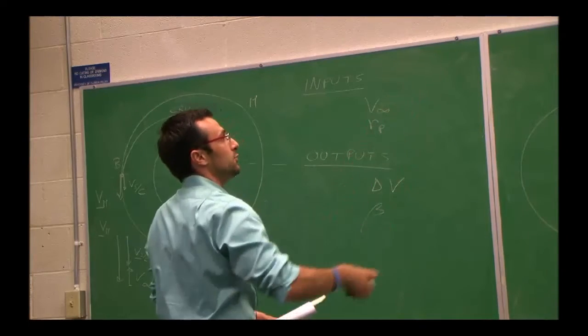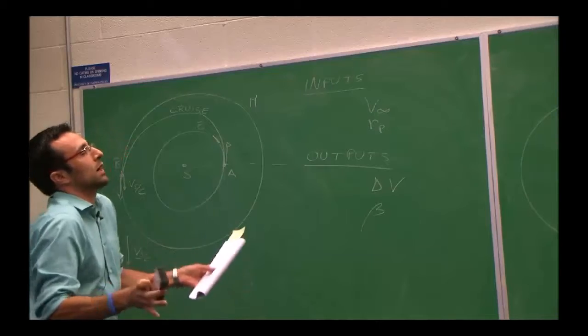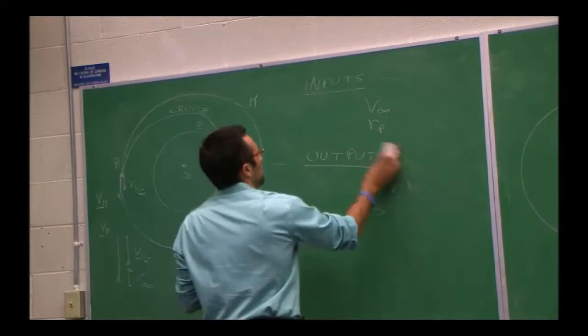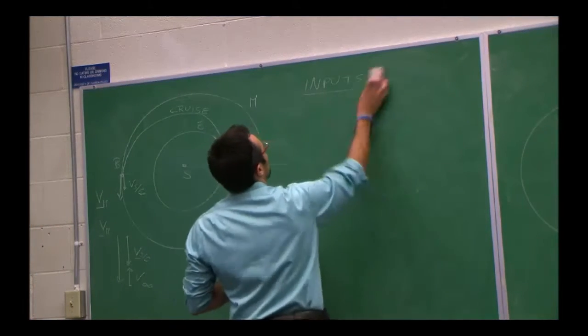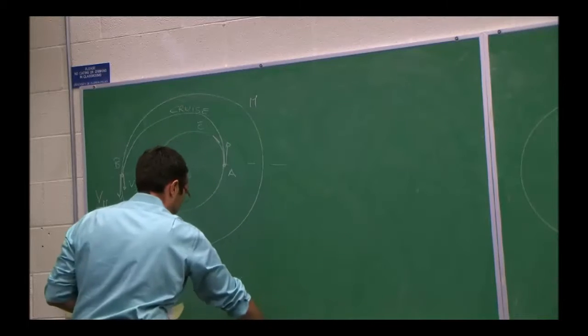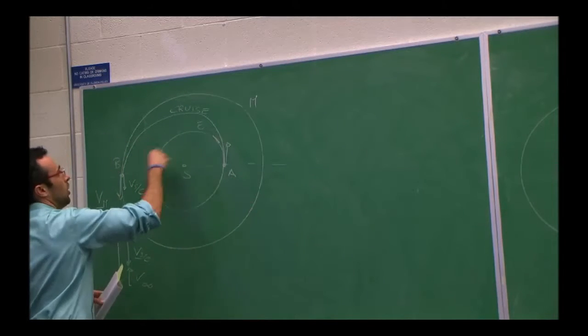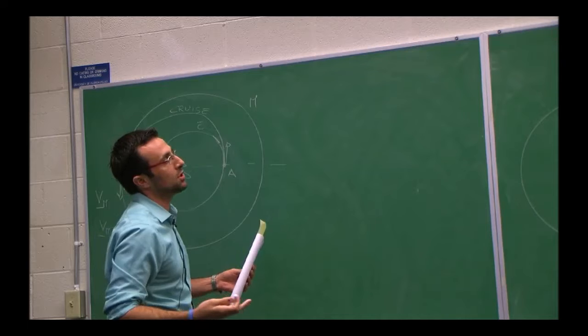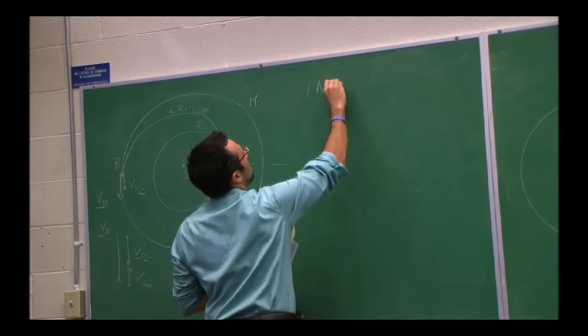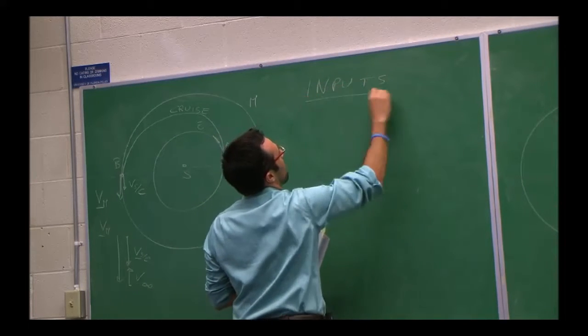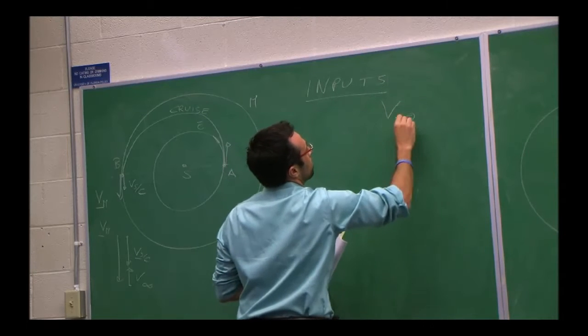So that's our starting point. We are coming in, if we're going to an outer planet, and again, this is just one case, going to Mars. You can go the other way. You can go to a planet which is inside the orbit of the Earth. It doesn't really change the procedure. So what are the inputs? Again, my inputs are, well, V infinity is the same, right?